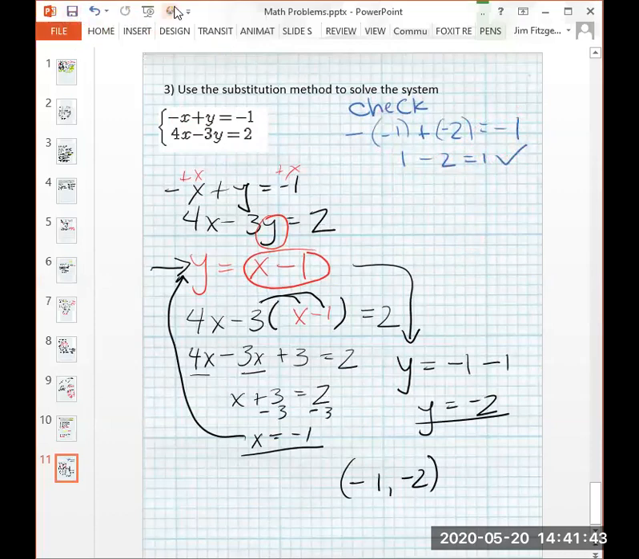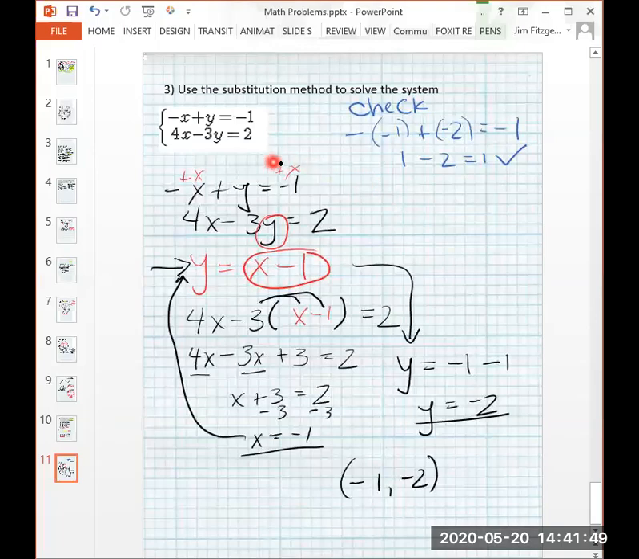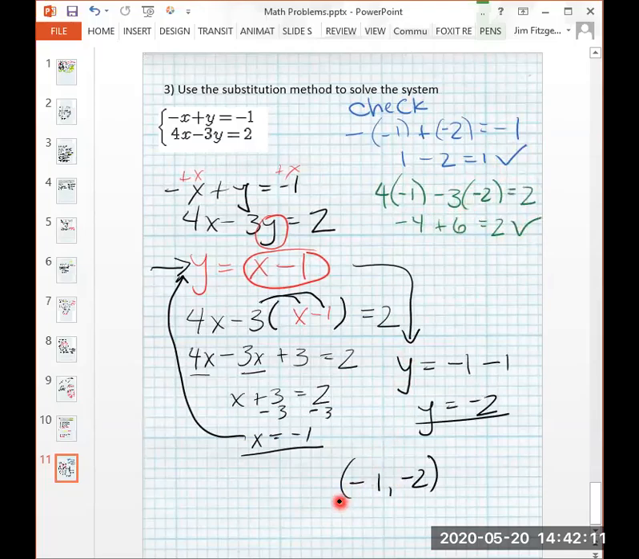I'll check it in the second equation too, just to make sure that it works. For the second equation, I put 4 times negative 1 minus 3 times negative 2. That should be equal to 2. Here this gives me negative 4, and negative 3 times negative 2 is positive 6. So negative 4 plus 6 equals 2. That works. So I can see that this point is actually on each one of those lines, and they have that point in common. So there's my solution: my x is negative 1, and my y value is negative 2.